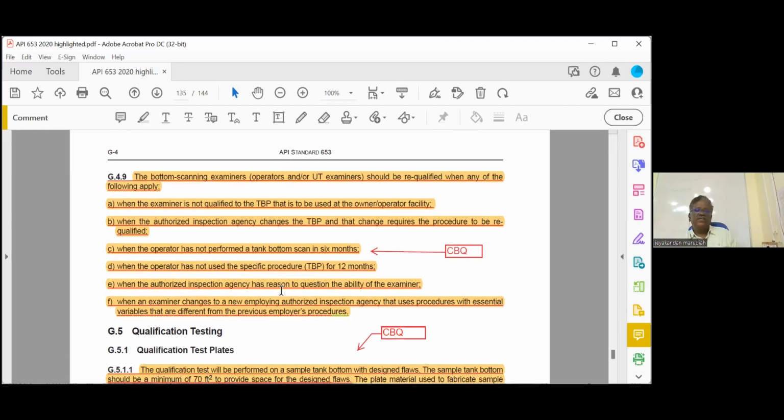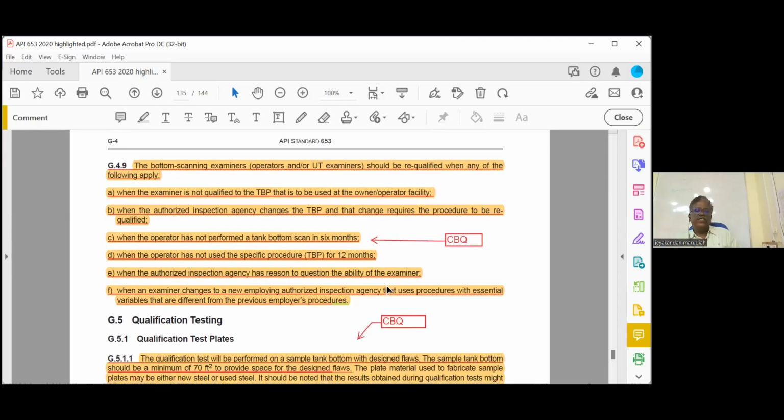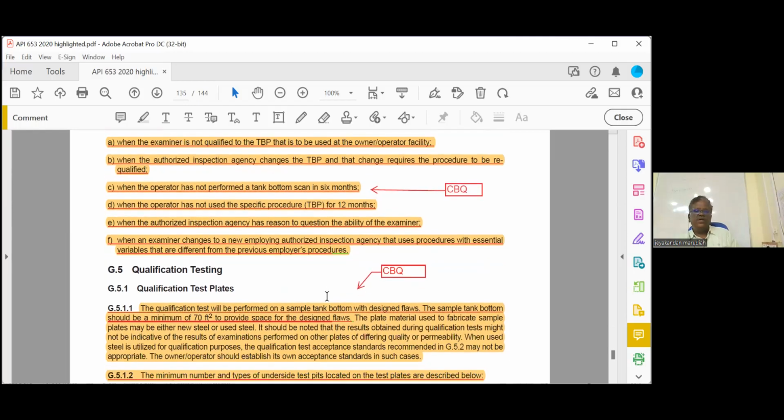Then E, when the authorized inspection agency has a reason to question the ability of the examiner. Suppose he is not capable, then he will be disqualified. Then F, when the examiner changes to a new authorized inspection agency, or the essential variables change. And G5.1, again a closed book question. The qualification test will be performed on a sample tank bottom. The sample tank bottom should be a minimum of 70 square feet. That is a closed book question.